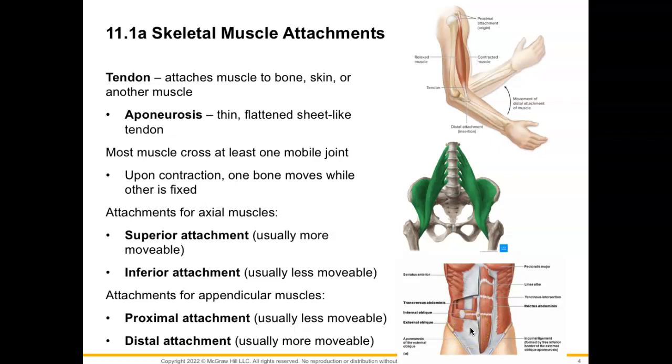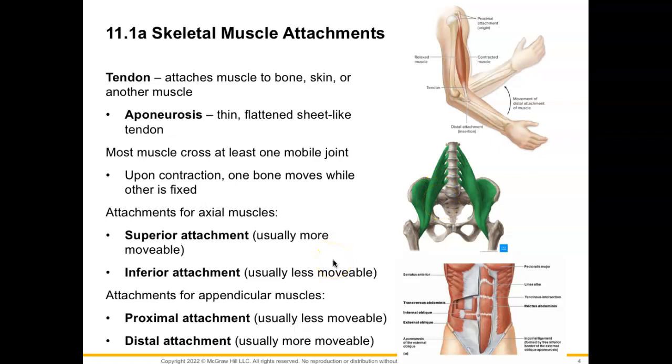And most of the muscles in our body are going to cross at least one mobile joint. And when we contract that muscle, one bone is going to move while the other one stays fixed. So we are going to talk about where these muscles are going by referring to them as attachments. So our attachments for our axial muscles are going to have a superior attachment, which is going to be more movable, and the inferior attachment will be less movable.